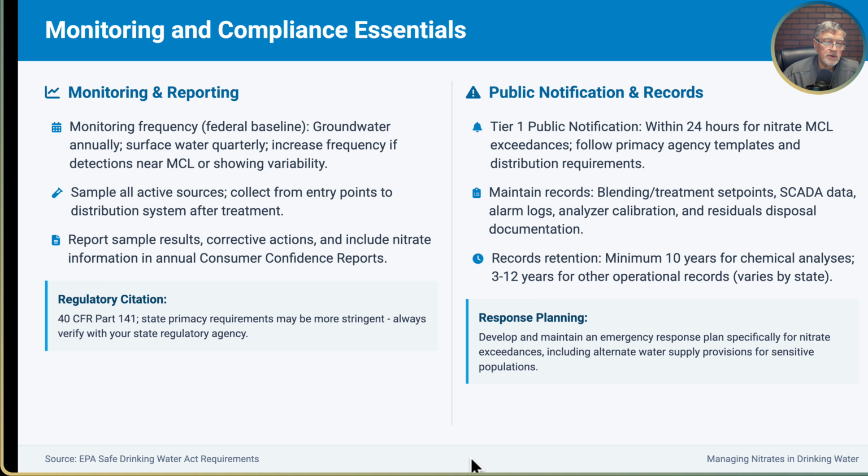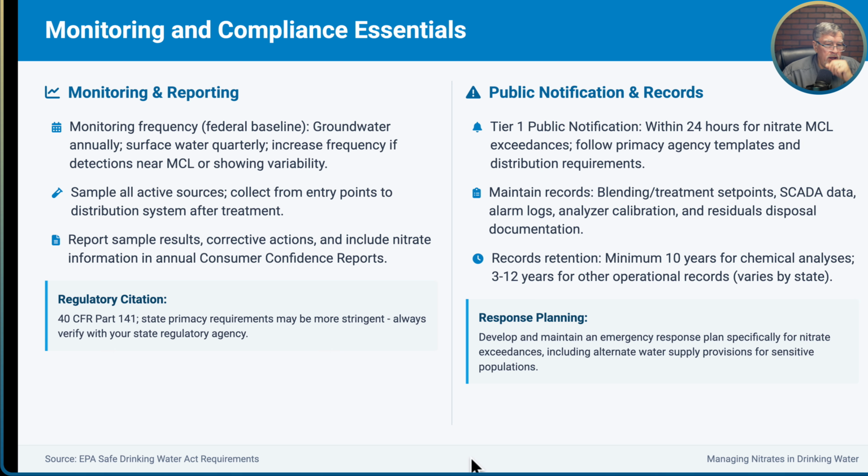You're going to want to report the sample results, corrective actions, and include nitrate information in your annual consumer confidence reports that go out to your consumers. So, state primacy requirements may be more stringent than the 40 CFR Part 141, so you need to check that. Don't just rely on the federal EPA requirements. You're going to want to check with your state agencies.